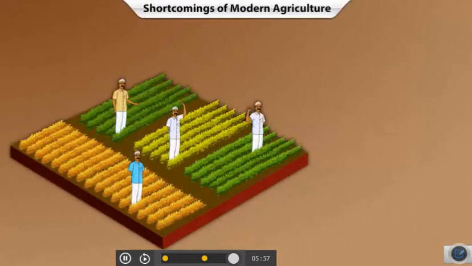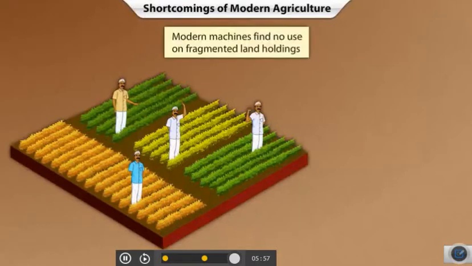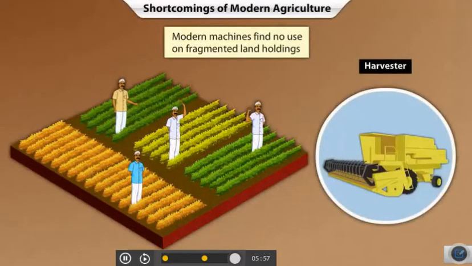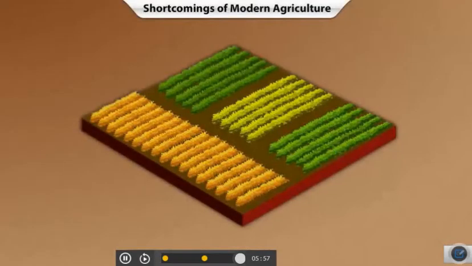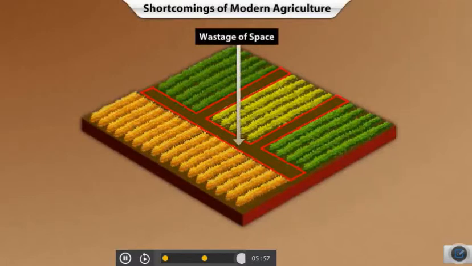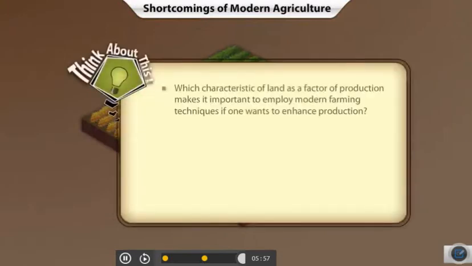Additionally, it is difficult to employ many of the modern machines, such as harvesters, since land fragmentation is widespread in India. Hence, such machines cannot be used by small farmers, and the advantage of this is enjoyed only by the richer farmers. The disadvantage of smaller farms is that there is a wastage of space along the borders of each farmland. Think about this and discuss.